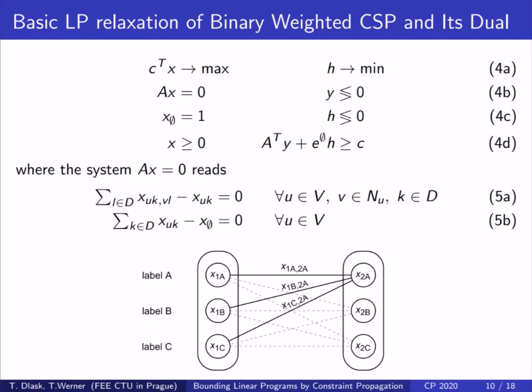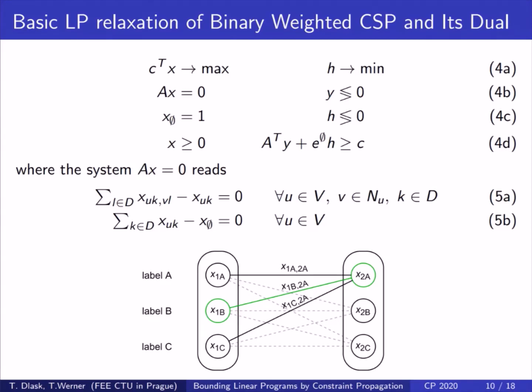Since x empty set equals 1 by condition 4c, condition 5b assures that for each node exactly one label is chosen. Conditions 5a are called marginalization constraints, which ensure that if, for example, node 2 is assigned label a, which means that x2a equals 1, then the highlighted edge variables need to sum up to 1. That is, one of them needs to be chosen. These constraints also exist for the first node. So if we also assign x1b equal to 1, then also the green highlighted edge variable is forced to 1. Of course, there also exist fractional feasible solutions.